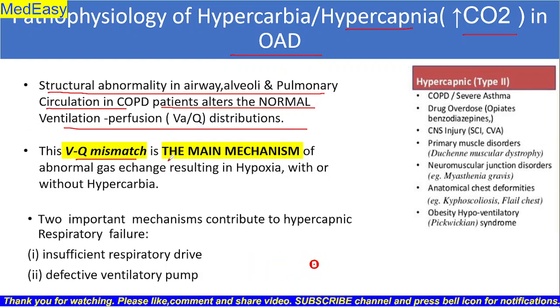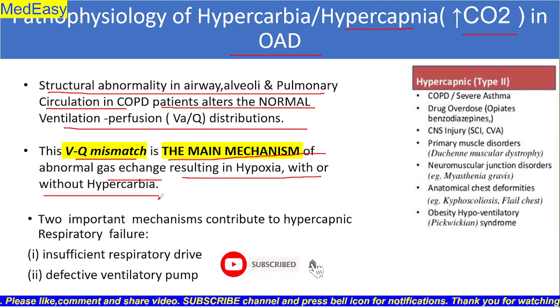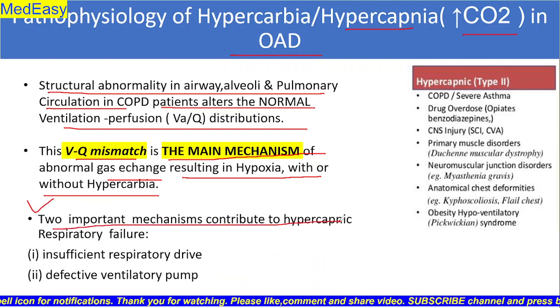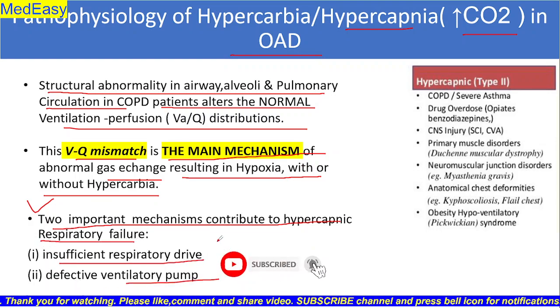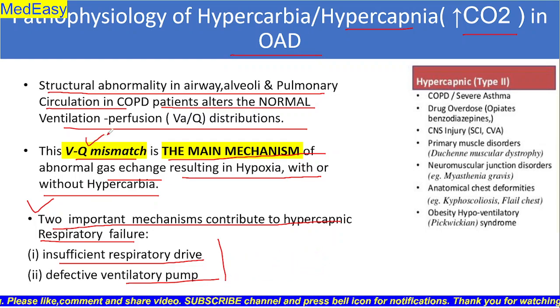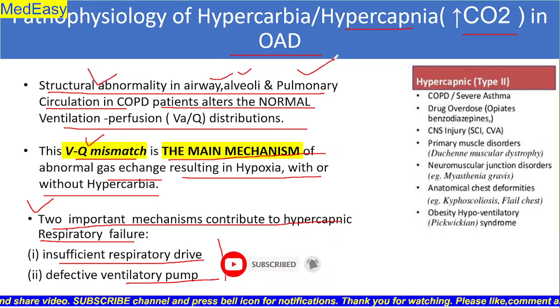So, this VQ mismatch is the main mechanism of abnormal gas exchange resulting in hypoxia with or without hypercarbia. As we all know, if there is a VQ mismatch, because ventilation and perfusion are not matched, that can cause hypoxia and hypercarbia also in some situations, or sometimes the PCO2 level may be normal. Apart from this, two important mechanisms contribute to hypercapnic respiratory failure, that is insufficient respiratory drive and defective ventilatory pump. So, these two things can contribute, but the main mechanism is VQ mismatch, and that happens because there is a structural abnormality in the airway, alveoli and pulmonary circulation.